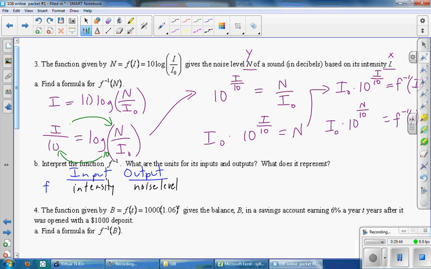If you feel like it, you can put some units on there. Intensity, what was intensity measured in? I forget, like watts per square meter maybe. And then the output is the noise level, that's in decibels. So then when we go to f inverse, what happens to the input and the output? Well, they swap. So the input of the inverse function is actually noise level, and the output is the intensity.